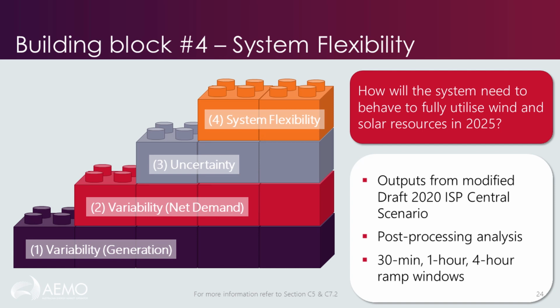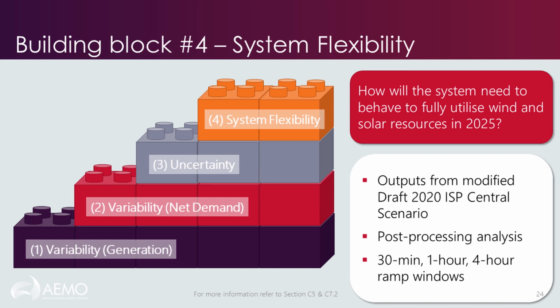Now we come to building block 4, our final building block, system flexibility. Now that we have a good understanding of wind and solar-driven variability and uncertainty, the last question becomes, how will the system need to behave to fully utilize wind and solar resources? The capability of the system to respond to net demand variability and uncertainty over all necessary timeframes is called flexibility. As the system moves to higher penetrations of VRE, there's likely to be a level of VRE curtailment that's determined by the market as it relates to participant risk and also to risks to system security.